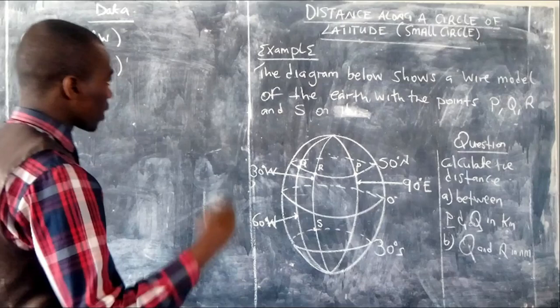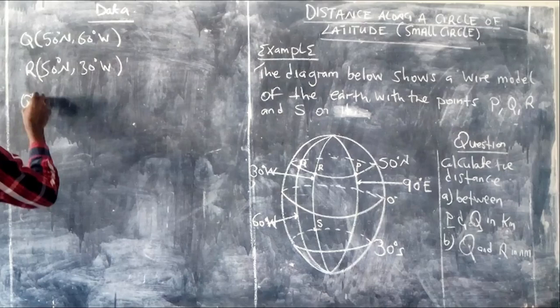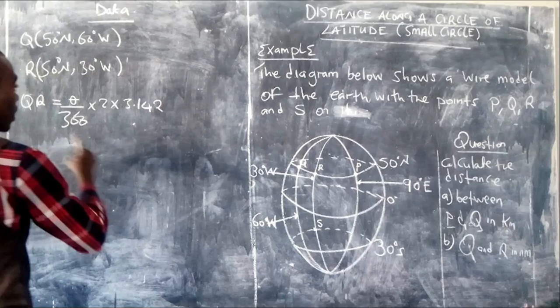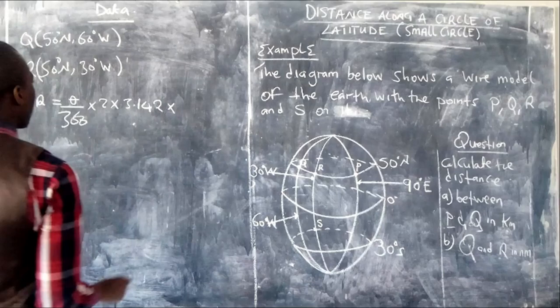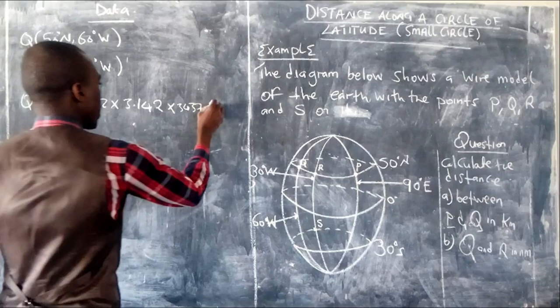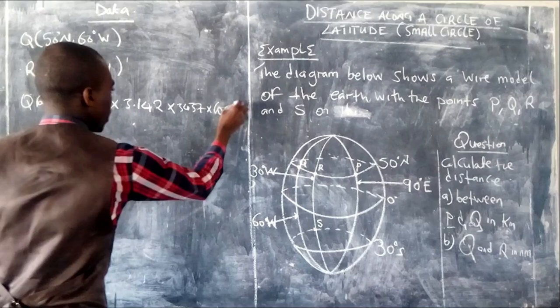So this is distance along the circle of what? Latitude. So therefore, the formula is going to be QR is equal to theta over 360 multiplied by 2 multiplied by 3.142, that is our pi, then multiplied by R. Where there is R, we are going to put 3437, because we are finding the distance in nautical miles, and this will be multiplied by cos 50, because this is cos latitude.